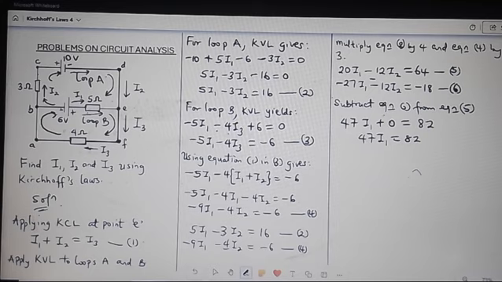If that is the case, I1 will be equal to 82 over 47, which yields 1.7447 ampere. This we can actually approximate to 1.75 amperes. So we say I1 is approximately equal to 1.75 ampere.